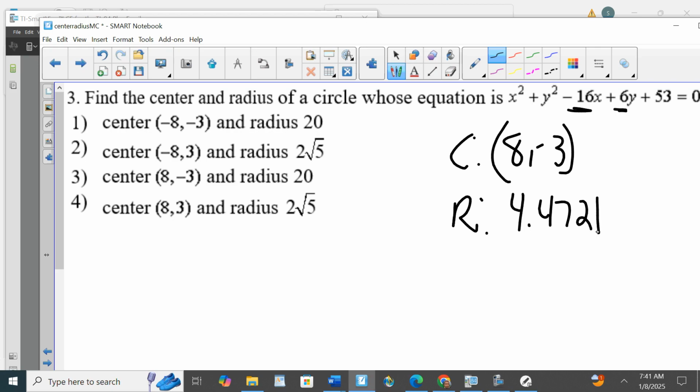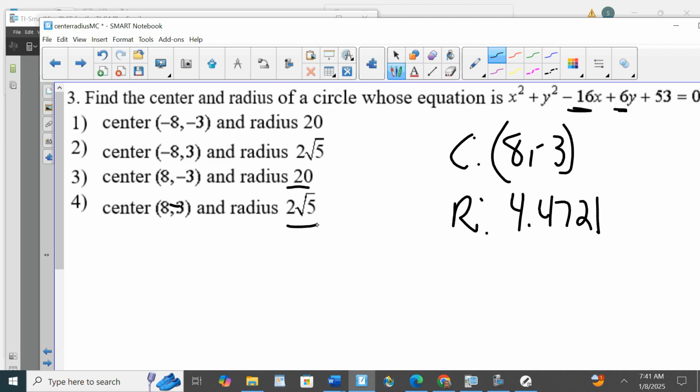Well, I got my 8, negative 3. In fact, well, that kind of worked out. I think that's actually a typo on this question. So my center is 8, negative 3. Yeah, this should actually say 8, negative 3. And my radius, well, is it 20 or is it 2 radical 5? Well, it's definitely not 20.